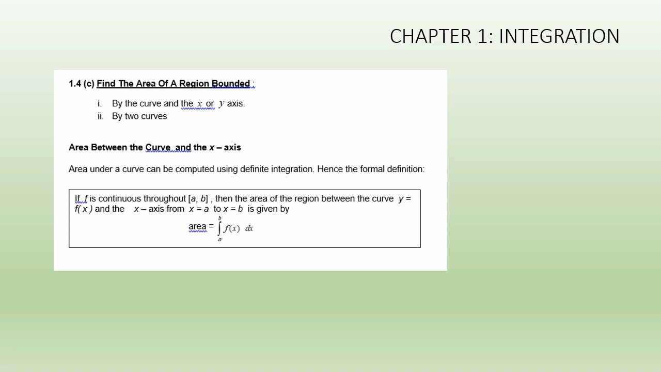Hence, the formal definition: if f is continuous throughout the interval a to b, then the area of the region between the curve y equals f(x) and the x-axis from x equals a to x equals b is given by the integration from a to b of the function f(x) with respect to x.